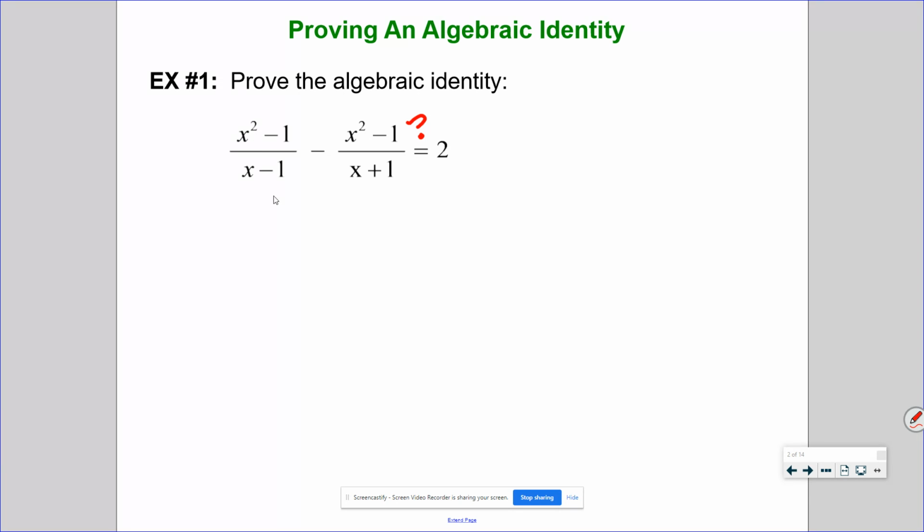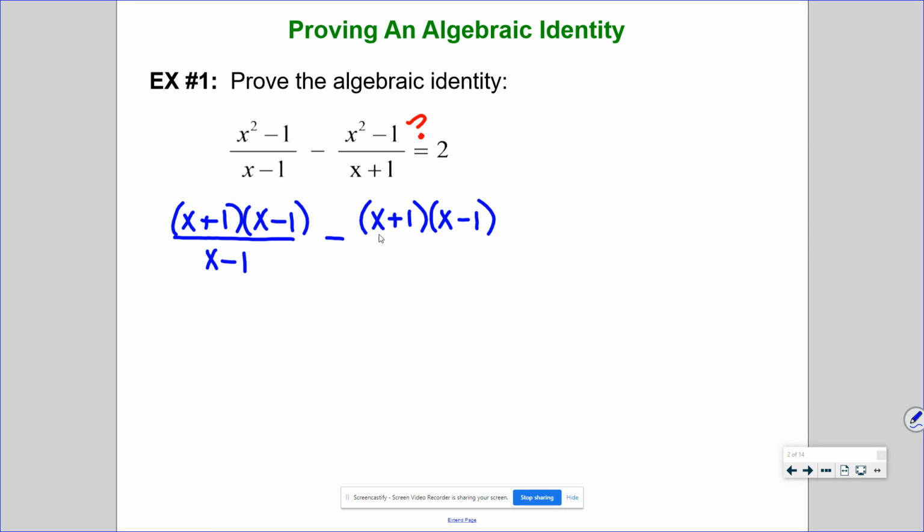So what I would suggest for this particular question is that I would start by factoring both of these things up here, because they're both factorable to x plus 1 times x minus 1. I'm choosing to approach it this way because I'd rather not find a common denominator. So I'm factoring the top, and then I'm just going to reevaluate. Remember, I'm trying to prove that this is equal to 2, so I can't actually do anything with the 2. It just kind of comes with the work.